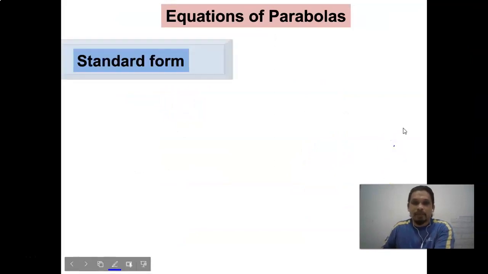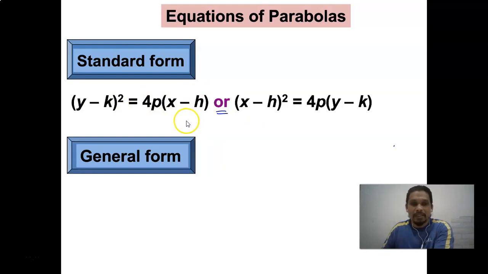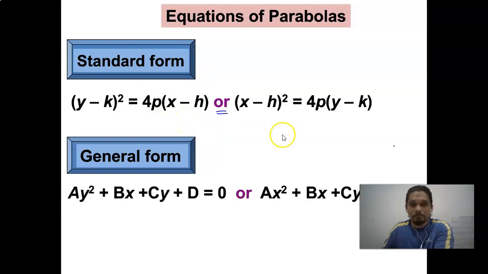So the equation of parabolas in the standard form. At one time, only one variable is either x or y with a degree of 2. It cannot be both x and y to the power of 2 at the same time. No, it's only one. So that is the standard form and the general form.